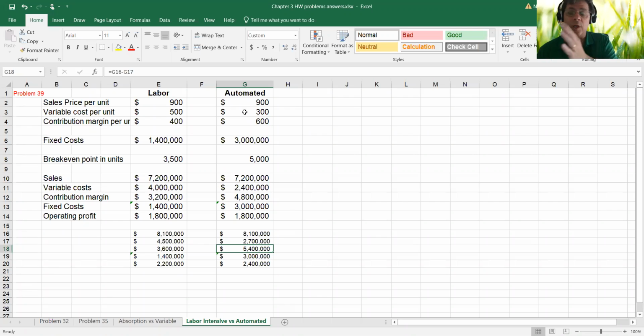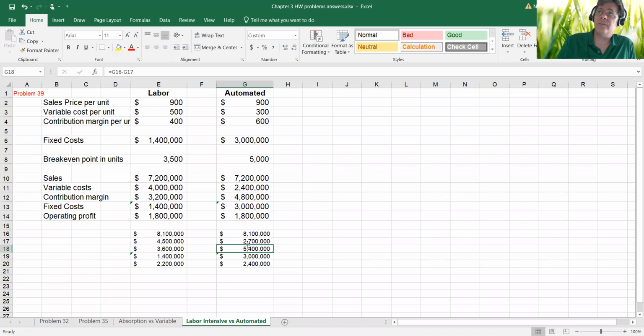If you were concerned that your sales were not going to go up, or they might go down, then you would be more likely to want to be labor intensive, because if your sales go down, then your profit on the labor side is going to be higher than automated, because it's going to go down on the automated side faster. It's more highly leveraged.